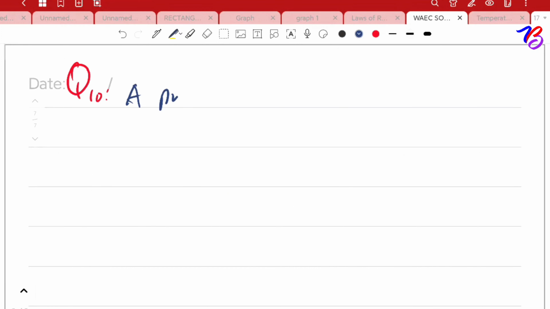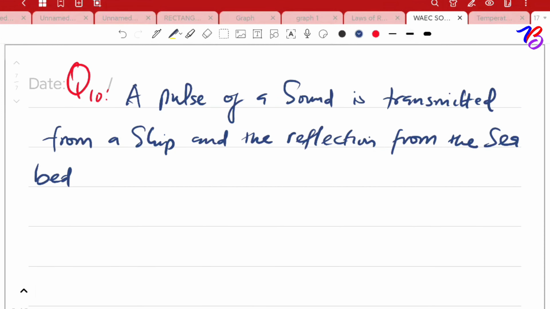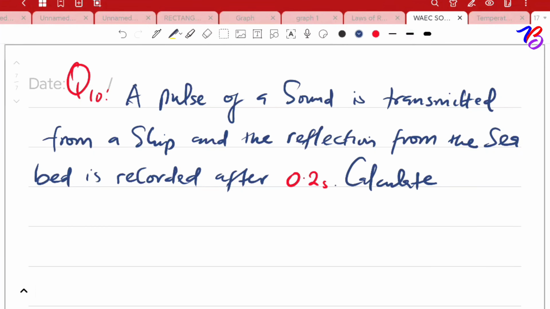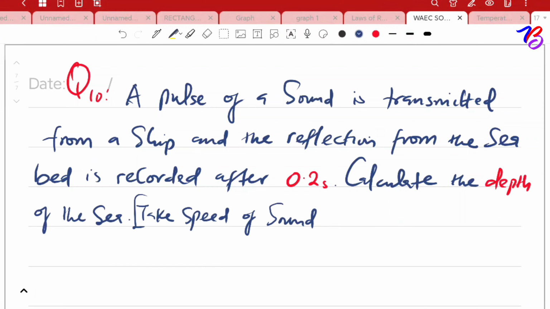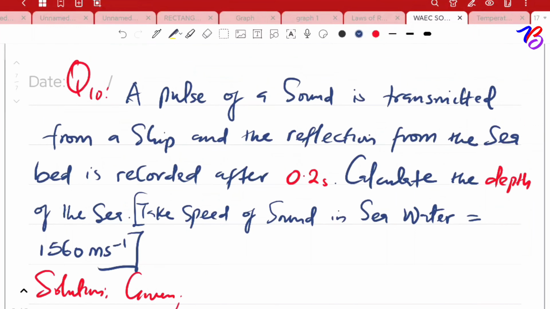Next question. A pulse of a sound is transmitted from a ship, and the reflection from the seabed is recorded after 0.2 seconds. The question is, calculate the depth of the sea. So we have to take the speed of sound in sea water to equal 1560 meters per second. So solution, using the Triune method, let's extract our data.